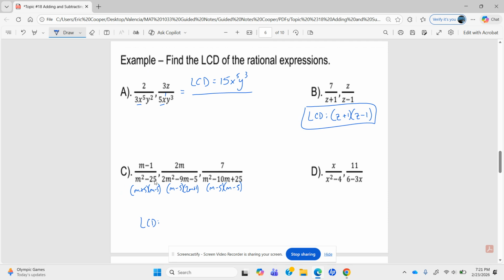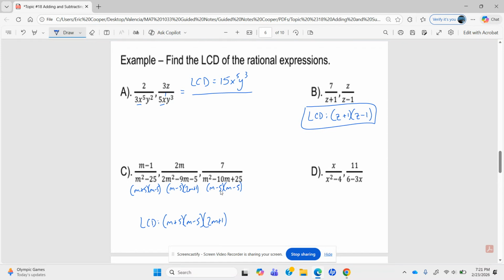So when I look here at the first fraction, m plus 5 and m minus 5 are each unique. They need to go in my LCD. When I look at the second fraction, I already have an m minus 5 written here, so I don't need to write it again. Here I have a 2m plus 1, which is not in any of the LCDs that I've done before. So this needs to be written here.